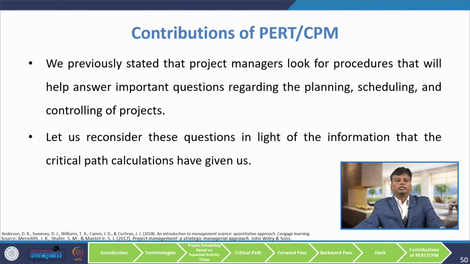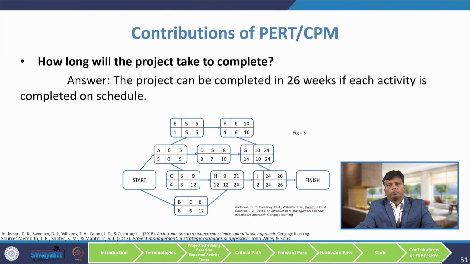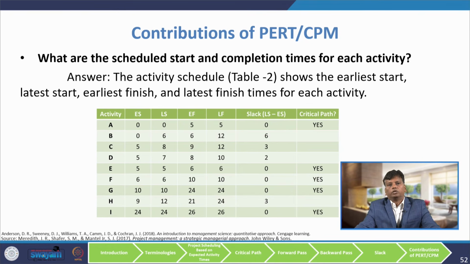We previously stated that the project manager looks for procedures that will help answer important questions regarding the planning, scheduling and controlling of the project. Let us consider these questions in the light of the information that the critical path calculations have given us. The first question is how long will the project take to complete. The answer is the project can be completed in 26 weeks if each activity is completed on schedule. The second question is what are the scheduled start time and completion time for each activity. From the table we can find the earliest starting time and earliest finishing time on a cumulative scale. Here the time is written on a cumulative scale.